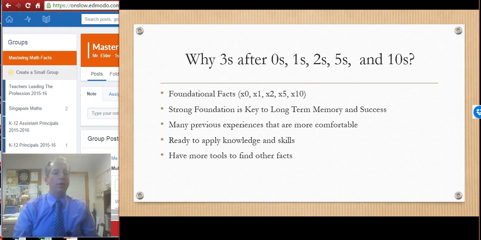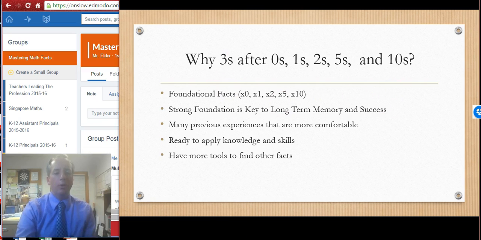So without understanding our 2's, it's going to be really difficult for us to strategize to find our 3's. And we know that what we're trying to do here is build a conceptual understanding in our kids and not simply rote memorization. So we know that having that foundation is key to long-term success. By having a lot of previous experiences, we can build on those and just add in the 3's facts to those. We're at this point ready to apply the knowledge and skills that we've learned before and ready to jump into the other facts, beginning now with our 3's.